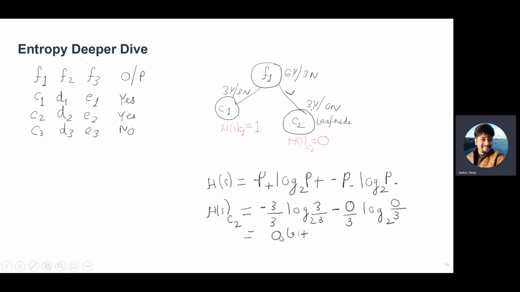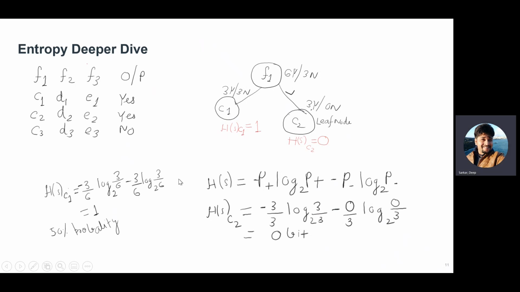And we call this a 0-bit node. Whenever we get entropy as 0 bit for any node, it is considered an absolutely pure node. That is the reason we are calling this a leaf node. It doesn't require splitting further. Let's do the same with C1. Let's try to calculate the purity of the C1 node.